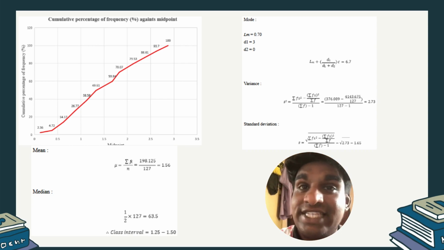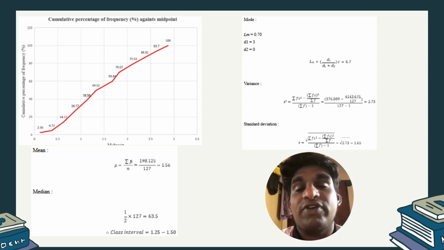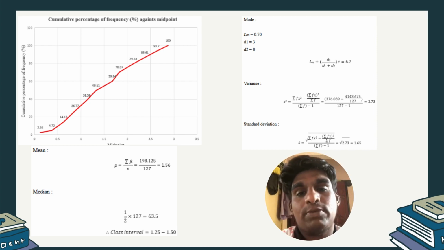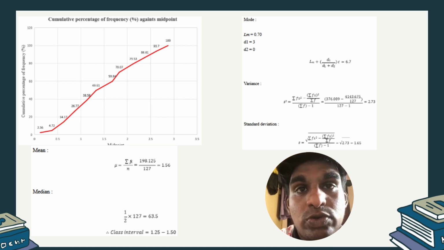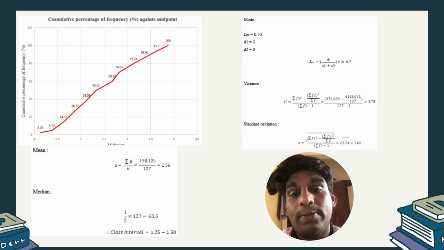And lastly is the standard deviation, using the same formula. S equals square root of sum of fx square minus bracket sum of fx square over sum of f, over sum of f minus 1. So square root of 2.73 that we got, and the final answer is 1.65.